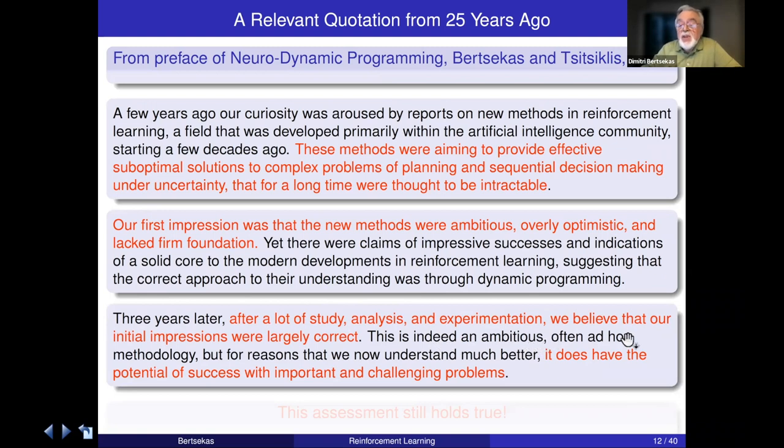This is indeed an ambitious ad hoc type of methodology, but for reasons that we now understand much better, it does have the potential of success with important and challenging problems. And after all these years, this assessment still holds true. Reinforcement learning is a flaky methodology. It offers no guarantees, but it has substance. If you're clever enough, and if you're also lucky, and you have a big computer also, then you have a chance of solving some very important and challenging problems. Now, for this, it's necessary to understand the full range of methodologies, because as I said, there are many methods to try, and not one of these methods is guaranteed to work on any given problem.